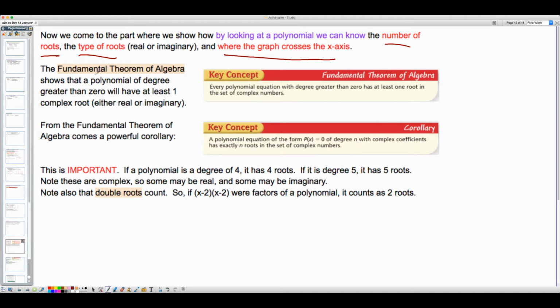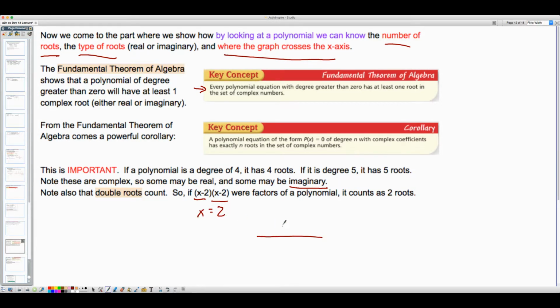The fundamental theorem of algebra. This is what it says. And what it means is that if you have a polynomial of n degrees, it's going to have n roots. And this is important. So if it's a 4th degree polynomial, it's going to have 4 roots. If it's a 5th degree polynomial, it's going to have 5 roots. Some of them are complex. Some of them may be real. Some of them may be imaginary. And also some of them may be double. So if you have x minus 2 and x minus 2 as 2 factors, this would mean that it counts as 2 roots. It will count x is equal to 2 twice as a root.